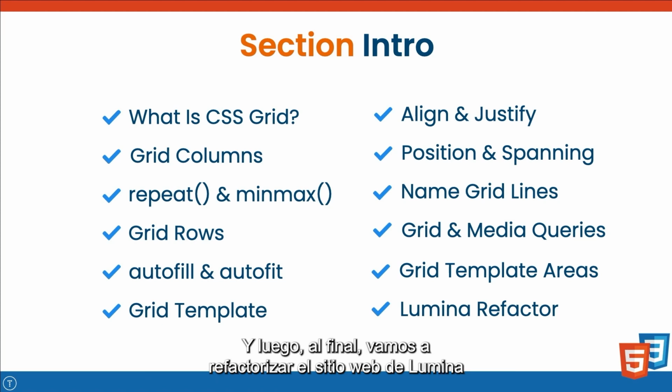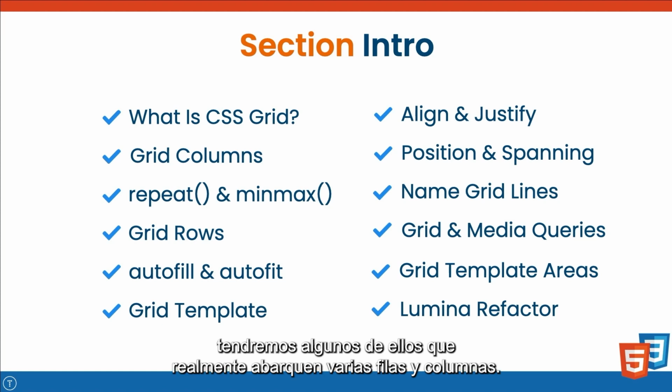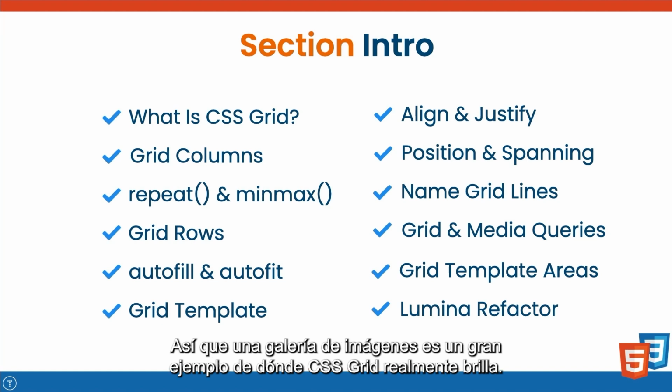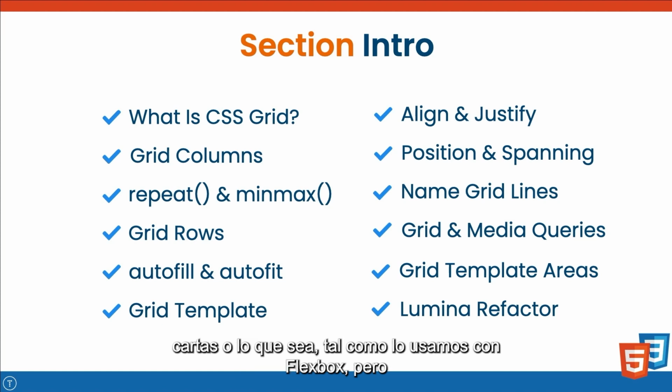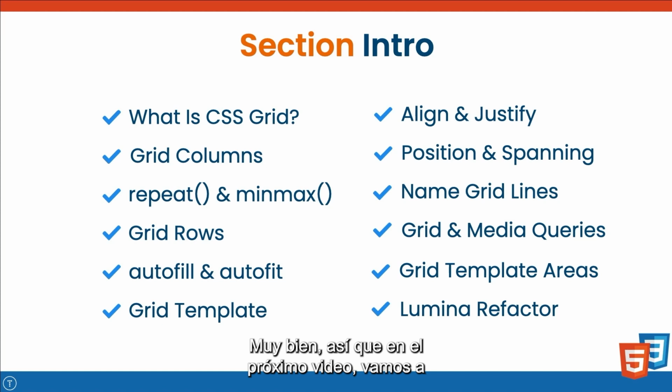And then at the end, we're going to refactor the Lumina Creative website and take the projects area, the image gallery, and change it from Flexbox to a two-dimensional grid, and we'll have some of them actually span multiple rows and columns. So an image gallery is a great example of where CSS Grid really shines. You can use it for just simple 3-card layouts or whatever, just like we use it for with Flexbox, but you can do some really cool, complex stuff as well. All right, so in the next video, we're going to talk a little bit more about what CSS Grid is.